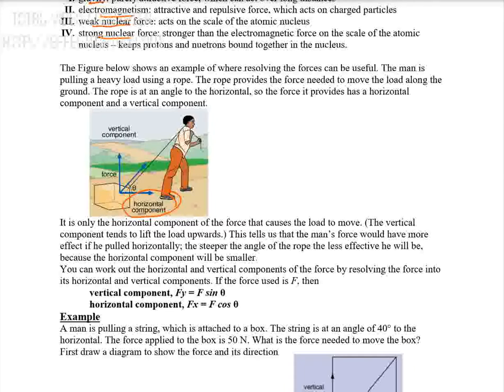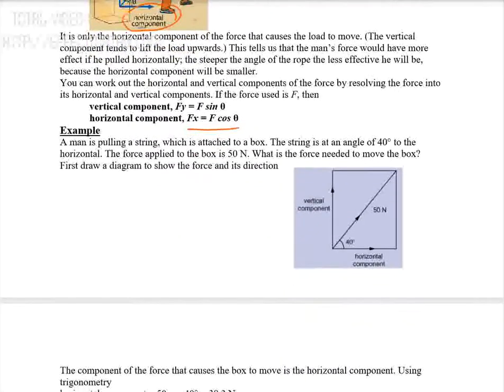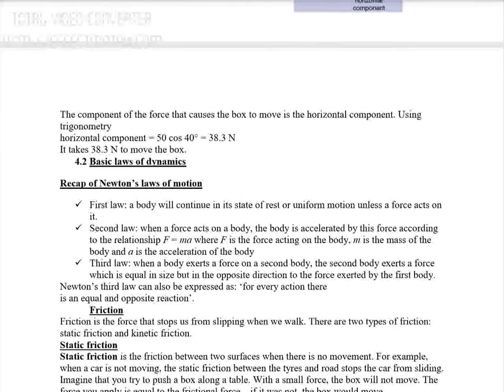Therefore, we must resolve the horizontal and the vertical component of the force by using the vector concept. That is, the vertical component in the y direction is equal to the applied force times sin theta, and the horizontal one is equal to the applied force times cos theta. By using this technique, if the force is 50 Newton at 40 degrees, then the vertical component is 50 Newton times sin 40, and the horizontal component is 50 Newton times what? Cos 40. You can see here.